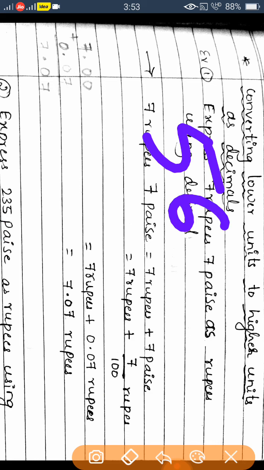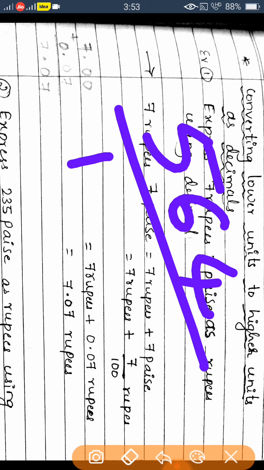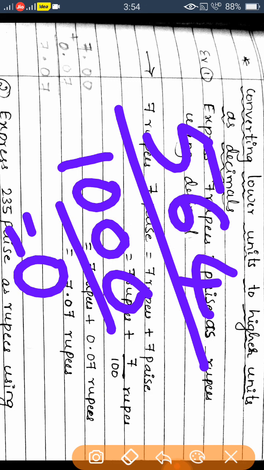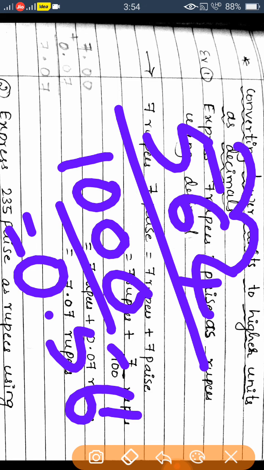If the number is 5564 divided by 1000, how many zeros are there? 3 are there. So write 1, 2, 3 places before. So there, we have to write 564. This is the answer without division. In the same way, it is 0.07 rupees. Now 7 rupees plus 0.07 rupees, both are in rupees, so we can add directly.